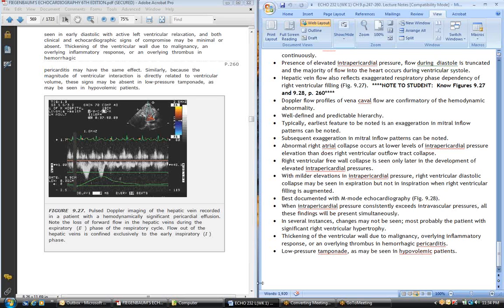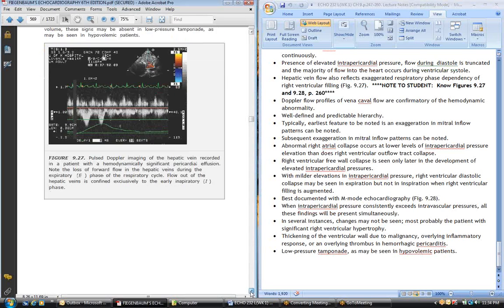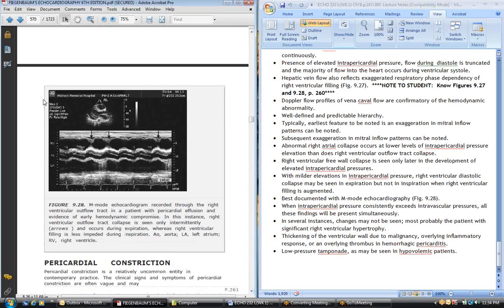Let's go down to 9-28 and show you that. Again, this little area right here, you have diastolic collapse of the right ventricular wall. When the pressure consistently exceeds the intravascular pressures, all these findings will be present simultaneously.